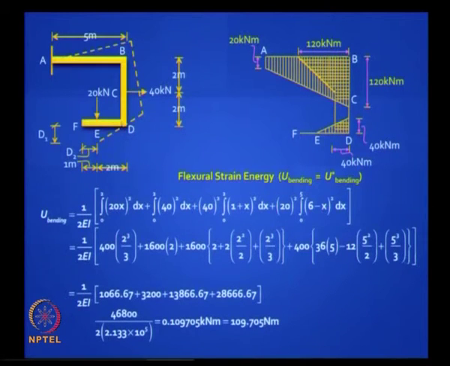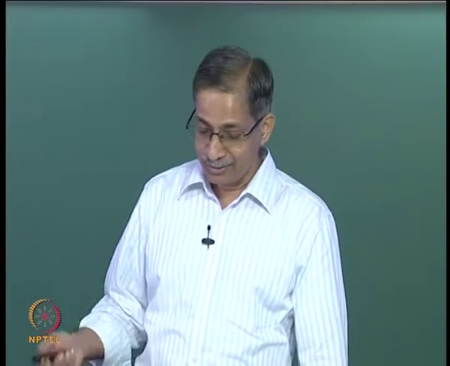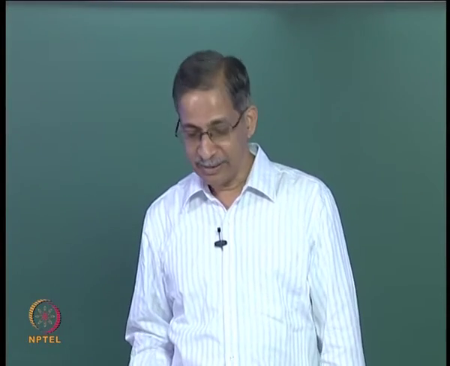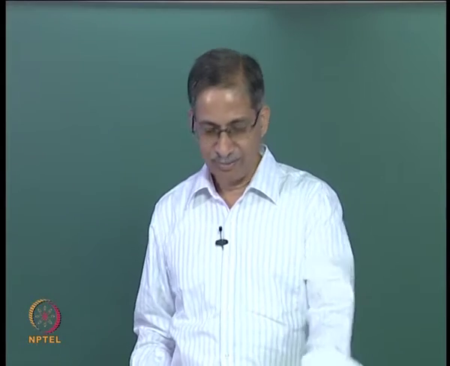You can do this integration. It is integral M squared dx by EI. You have to do it in parts because the bending moment diagram is changing, and you can do it. This is a hard, long way of doing it. Is there an easier way of calculating this? Yes, you can use volume integral, you can use the area multiplication method, and it is much faster.